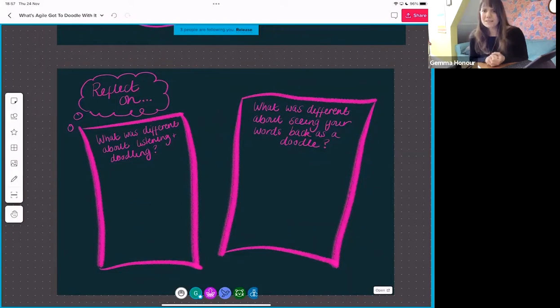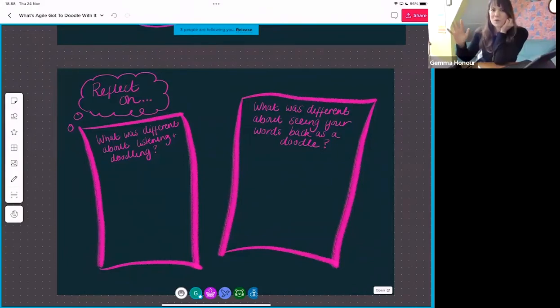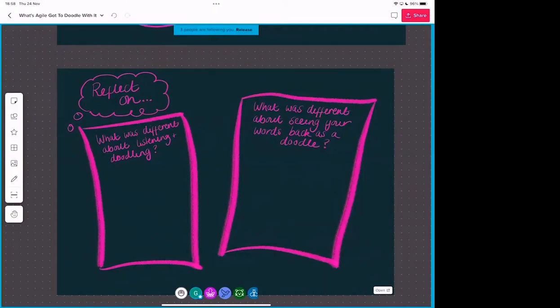Jude, my husband always draws me a diagram when he can see me switching off from his explanation. Yeah, that's brilliant. What was different about seeing your words back as a doodle? So did anybody get to see what had been doodled for them?